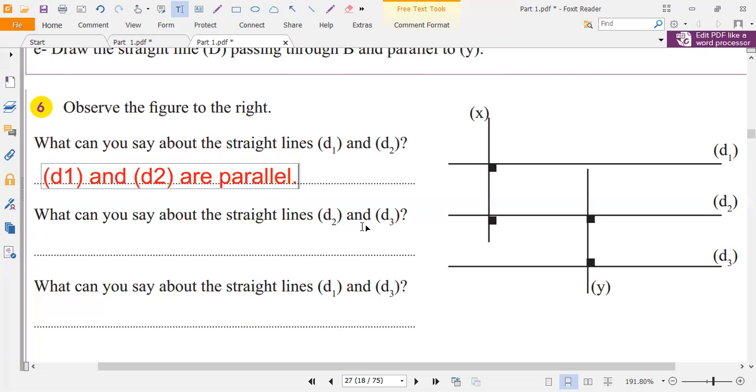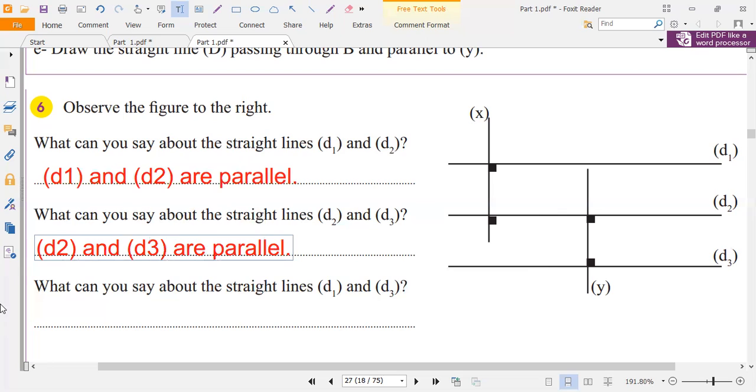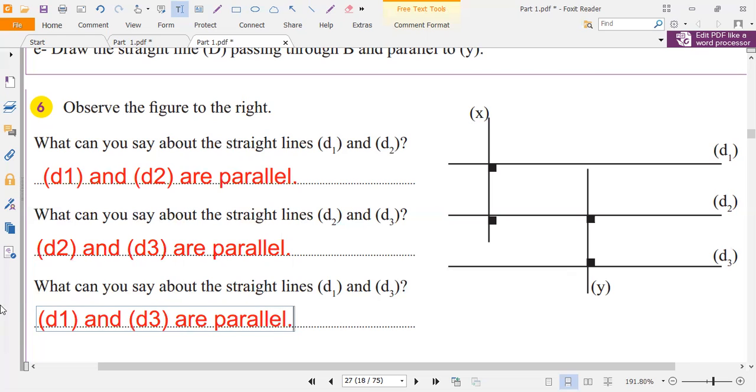Now what can you say about the straight lines D2 and D3? Look at D2 and D3, they are also parallel. D2 and D3 are parallel. Now what can you say about D1 and D3? D1 and D3, they never meet. So they are also parallel. D1 and D3 are parallel.